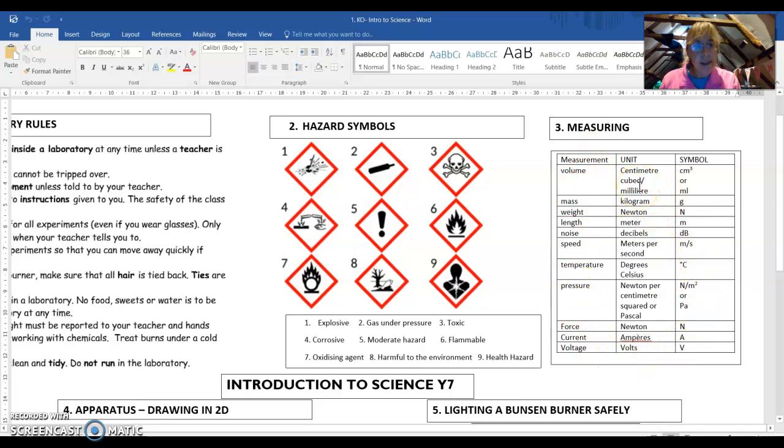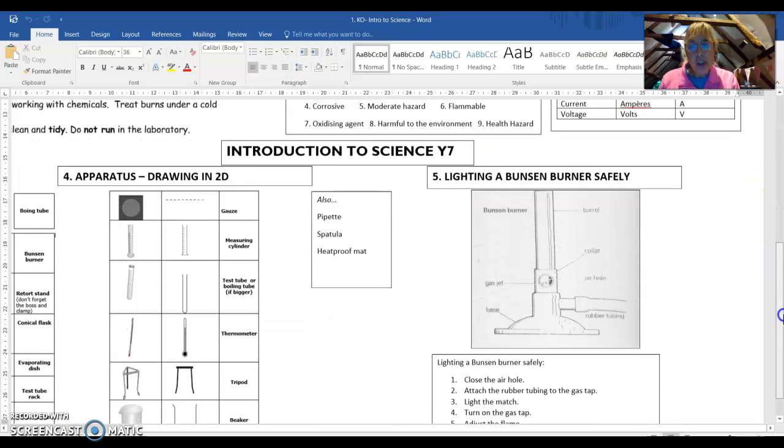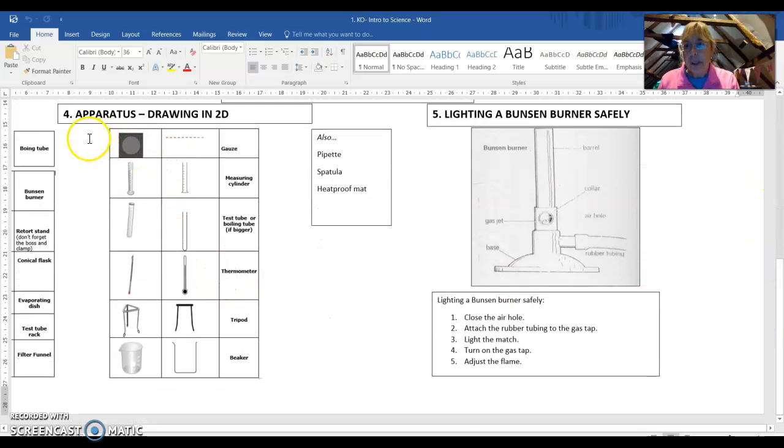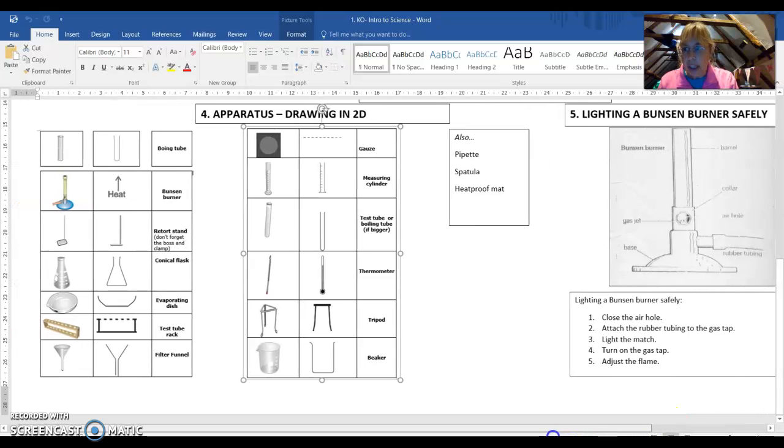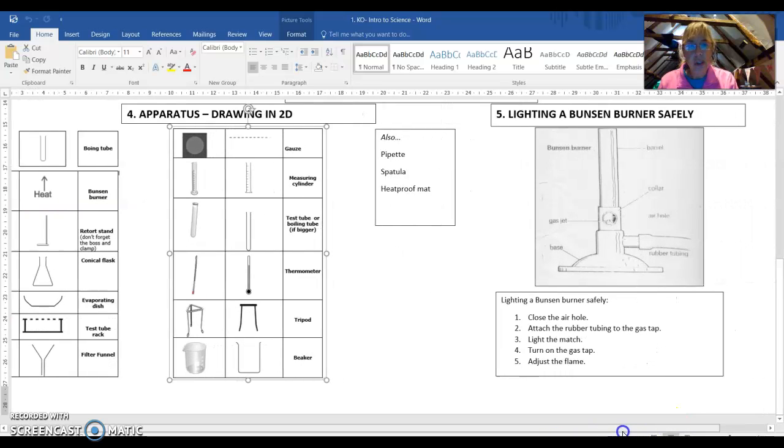Now we're going to come back to this at the moment, because any measurement will have a unit and a symbol. And I want you to, in a moment, spend the rest of the lesson writing this in your book and starting to learn these. But also, just to show you, number 4, I've put some apparatus that you need to know off by heart. And this goes right to the beginning of the page, which I can't seem to do right now. And there we go. So there's the key apparatus you need to know.